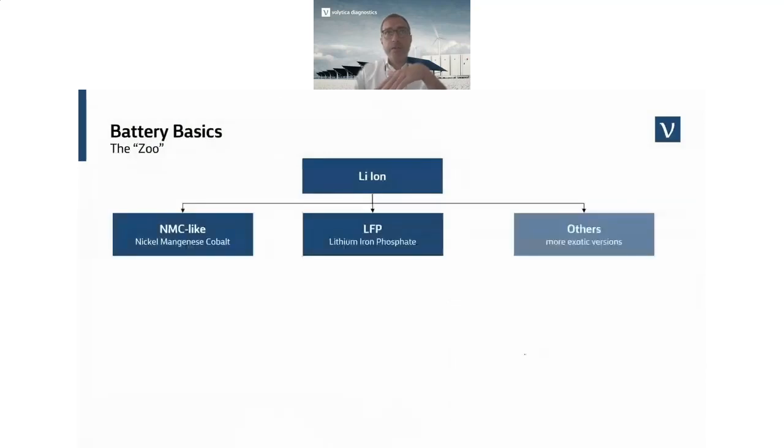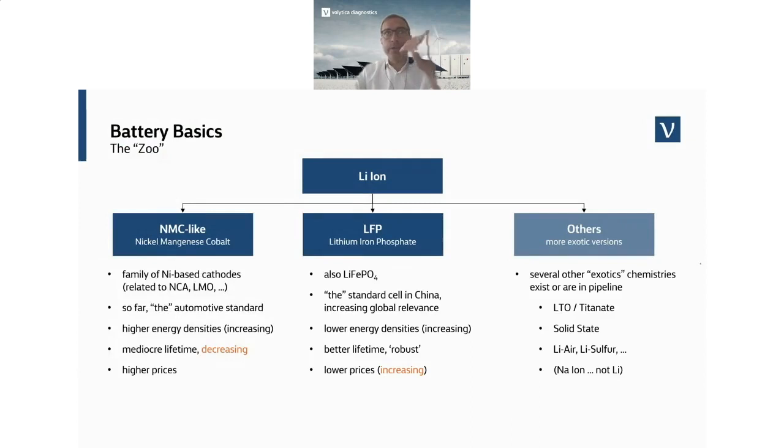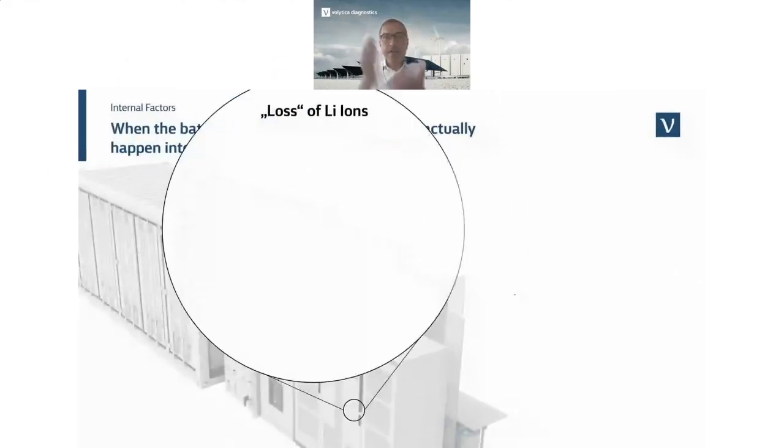When we speak about lithium-ion technology, there are, in our world, three main types. There is NMC-like, nickel, manganese, cobalt, and there is LFP, lithium iron phosphate, with kind of a renaissance in the last years. And then there are also exotic animals in the zoo, like LTO, titanate. Let's look into a battery cell. Let's take a deep look.